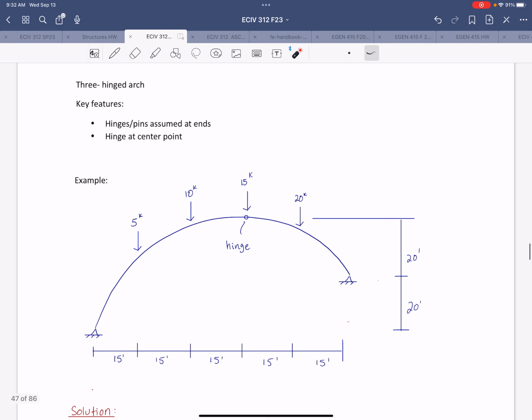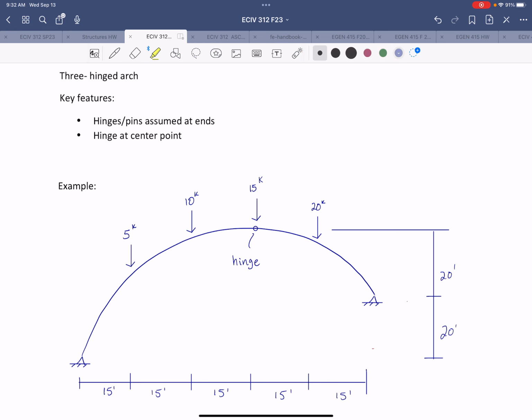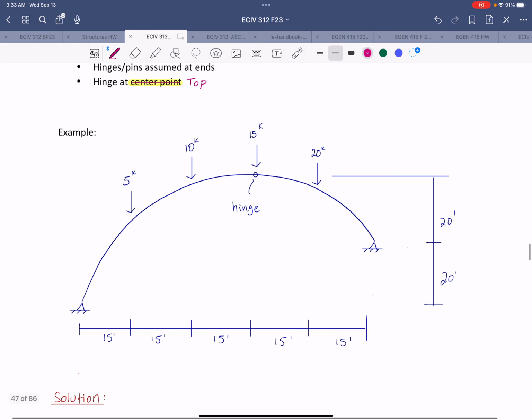So some major features about the three-hinged arch are summarized here. Of course, I mentioned them earlier, but you've got hinges or pins at the ends, so pin supports, and then a hinge at the top. So I'm going to change this because center point isn't really generic enough. Sometimes it is the center point, but really this should say top.